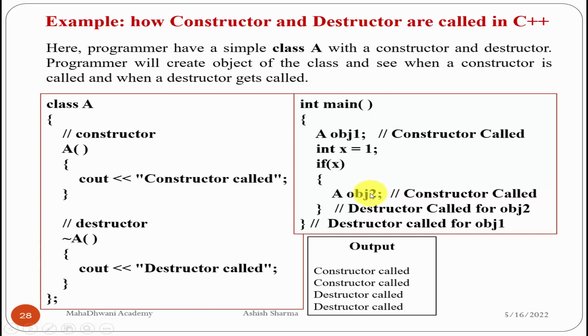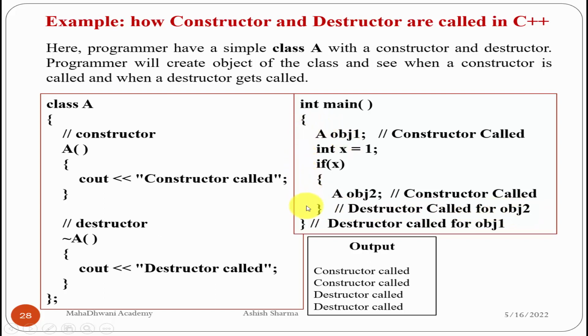We already studied this. Whenever you reach the closing of the if block, object 2's scope will be over. Object 2's scope being over means a destructor call. Which destructor is called? The destructor for object 2. Why? Because object 2's scope is over. Object 2 is out of scope now. So that's why the destructor is called for object 2.